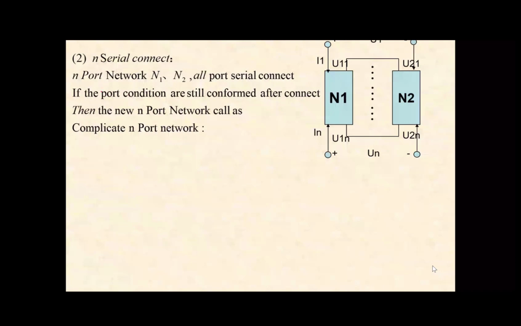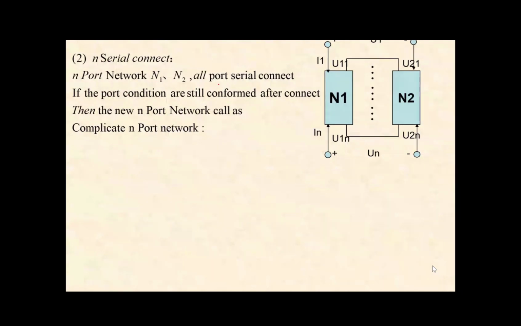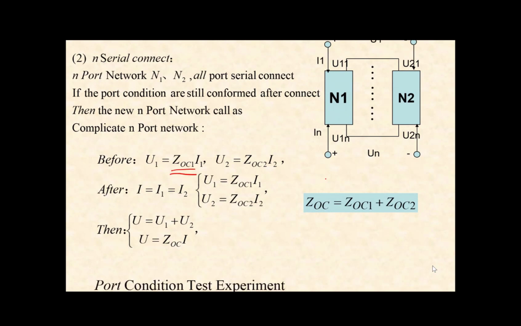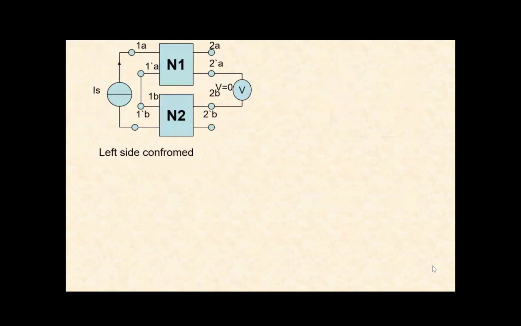Serial connection. For the N-port networks N1, N2, all ports are connected in series like this. And then we use Z to express it, so the total Z will equal Z1 plus Z2. This is similar to two-port network serial connection. We have discussed that when connected in series, sometimes the port condition will be violated. In practice, we can use this simple circuit to judge the serial connection.